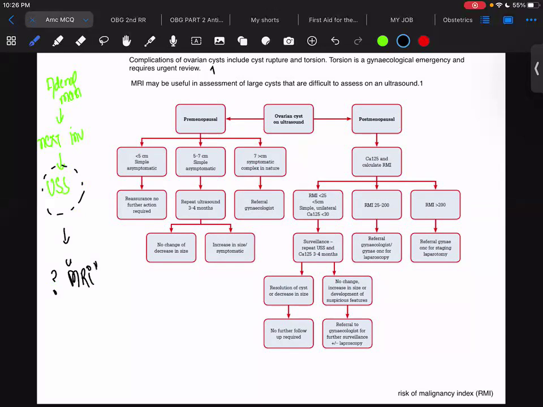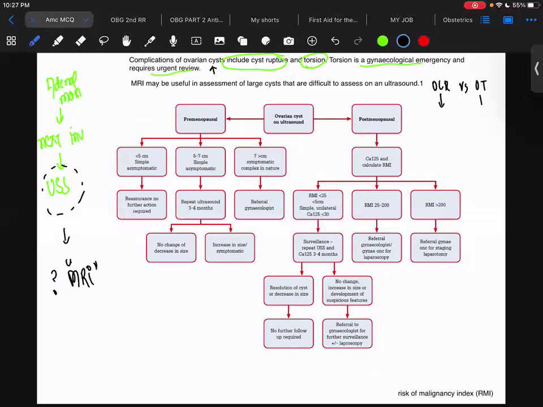Complications of ovarian cyst include cystic rupture and torsion. Torsion is a gynecological emergency and it requires urgent review. So remember that if the patient has an ovarian cyst and the cyst is large, it can rupture or it can result in ovarian torsion. How can you differentiate whether the patient has ovarian cyst rupture versus ovarian torsion?